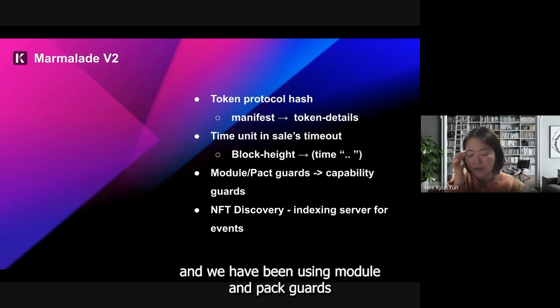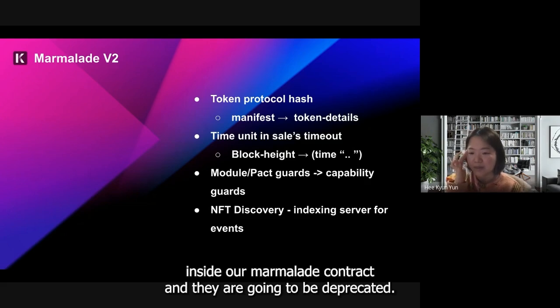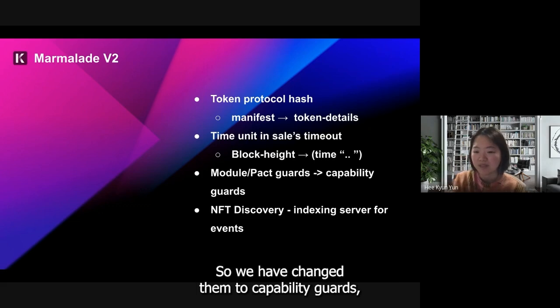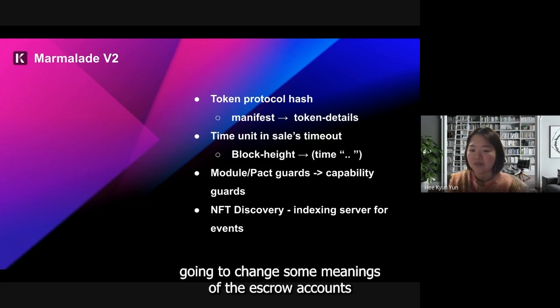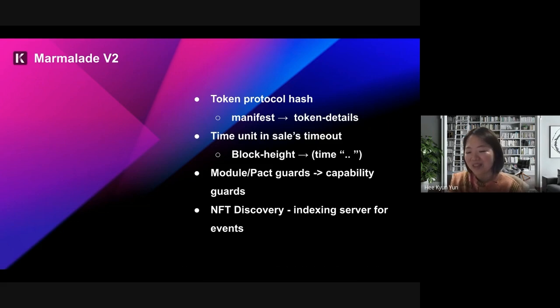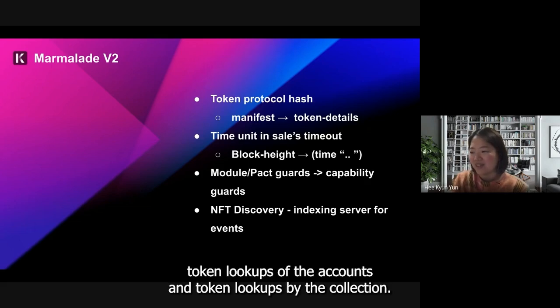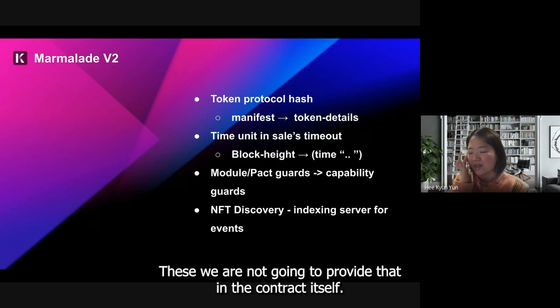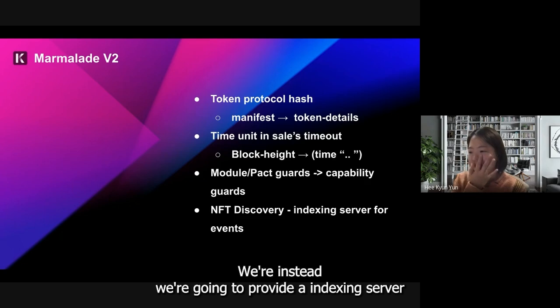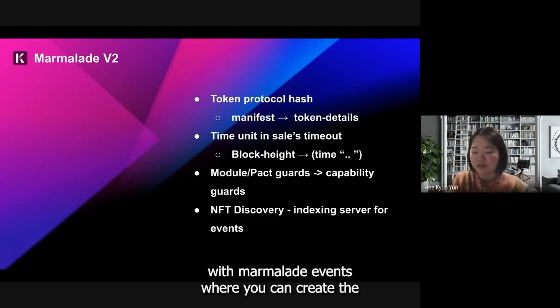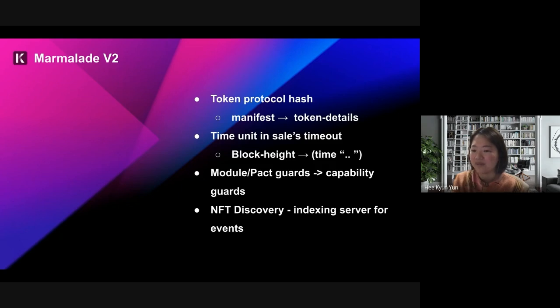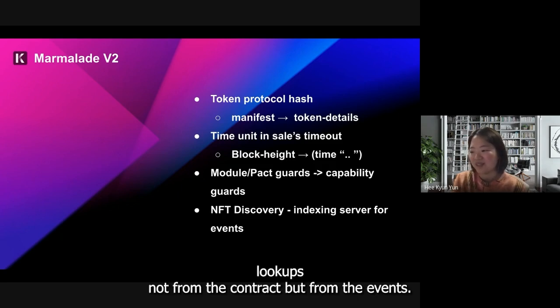We have been using module and pact guards inside our Marmalade contract, and they are going to be deprecated. So we have changed them to capability guards, which is going to change some namings of the escrow accounts. And for NFT discovery, which is the count lookups of the tokens, token lookups of the accounts, and token lookups by the collection IDs, we are not going to provide that in the contract itself. Instead we're going to provide an indexing server with Marmalade events, where you can query the lookups, not from the contract, but from the events.